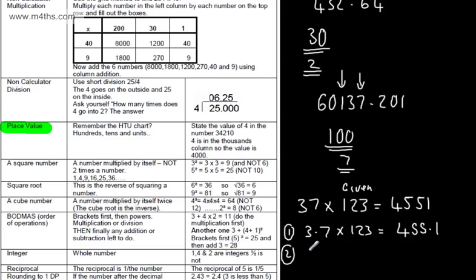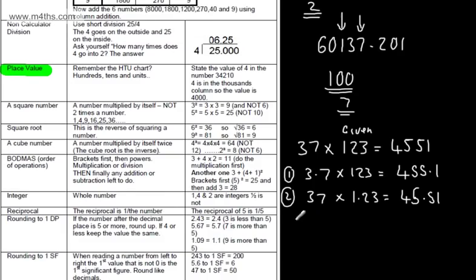Another example, we might have 37 multiplied now by 1.23. We can see now that this number has got 100 times smaller, therefore our final answer would get 100 times smaller. So instead of having now the 51, we would end up with 45.51.